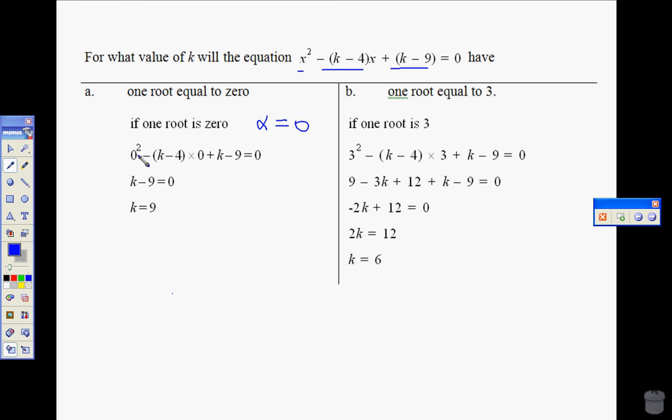So we sub 0 in, it just leaves us an equation with k in there, and this leaves us with k minus 9 is equal to 0, k must equal 9. There are other ways to do that question, but that's probably the simplest.